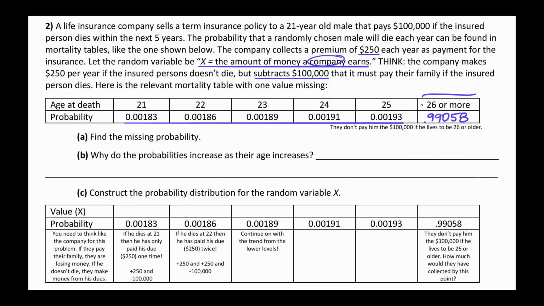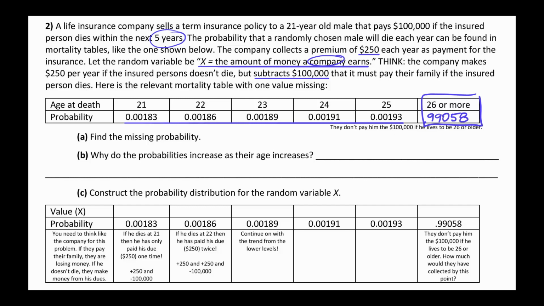Now, if we make it to this box down here, the company doesn't actually have to pay him the $100,000. This is just a 5-year policy. All right, so it expires after 5 years. They don't have to continue it. He would have to sign up for something different. And if we think about that percent, that's saying that 99.058% of their people will make it through the age of 25, and the company won't have to pay them $100,000. So that means about 1%, a little bit less, of people will have to be paid this amount because they die or something happens.